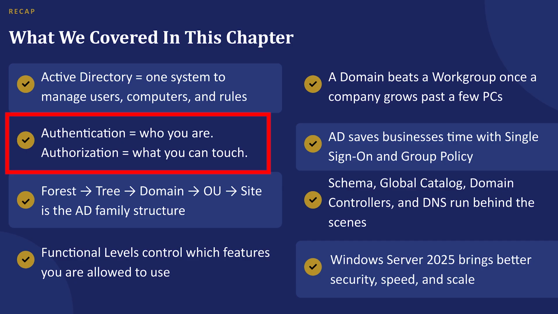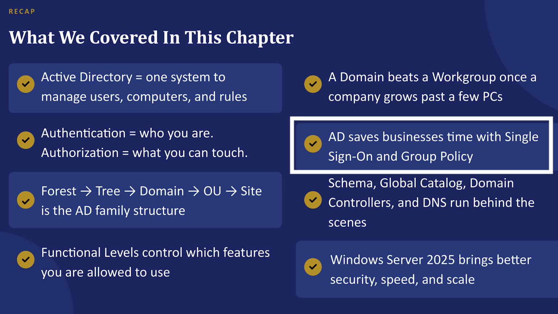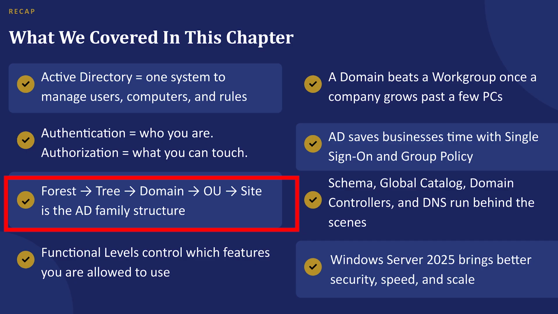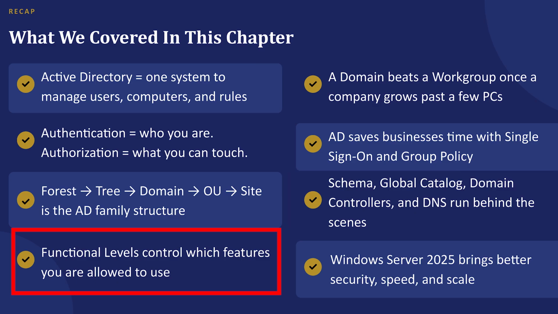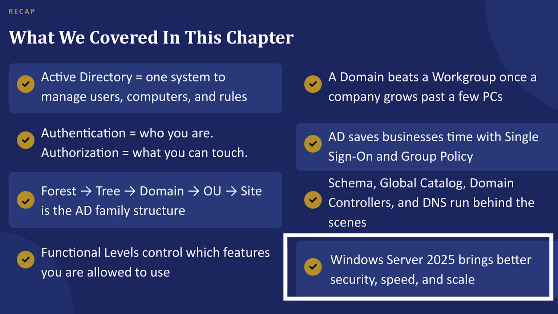And then we have authentication, which answers the question who you are, and authorization answers the question what you can touch after you've been authenticated. Then we talked about Active Directory saves businesses time through things like single sign-on, and then we talked about group policy. Then we have our logical structure, which is the forest, domain, organizational units, and then sites. And behind the scenes, we talked about the schema, global catalog, domain controllers, DNS, then functional levels. And finally, Windows Server 2025 brings improvement around security, performance, and what scale.